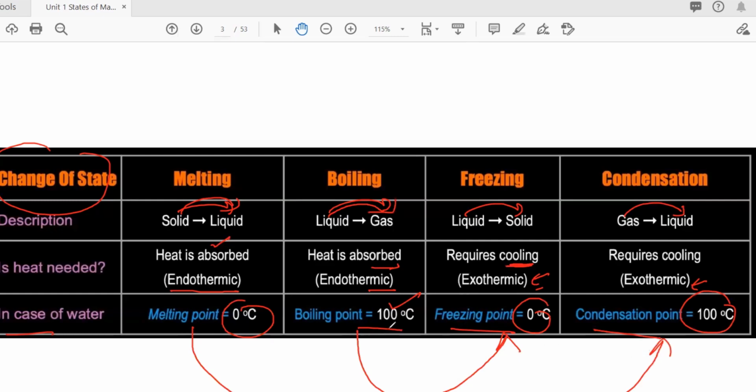If anybody asks you that the boiling point of water is 100, what about its condensation point? You say 100. If anybody asks you, okay, the freezing point of water is 0 degrees Celsius, what about the melting point? That is also 0. But the only difference is that in melting it is going from solid to liquid, and in freezing it is going from liquid to solid. That is the main difference between them.